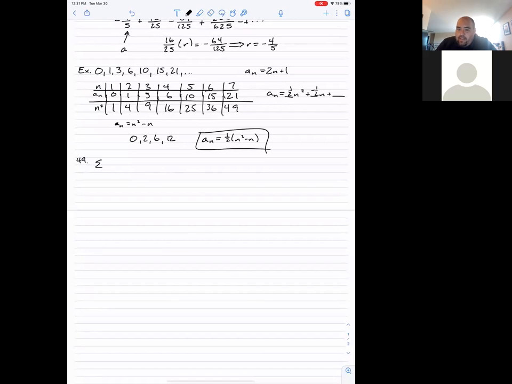So we're looking at the series as k goes from 1 to infinity of (-2)^(k+1) over k squared. Oh no, this is just a simple ratio test. I wouldn't look at a power series.